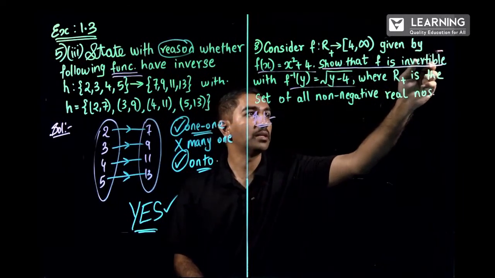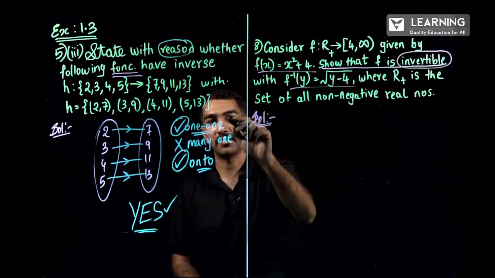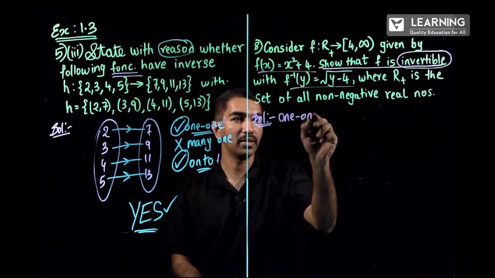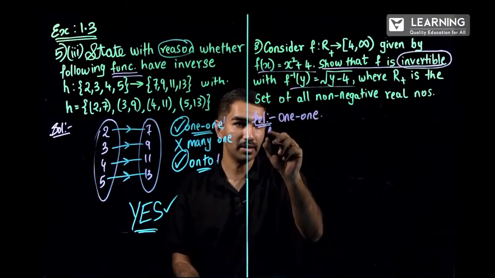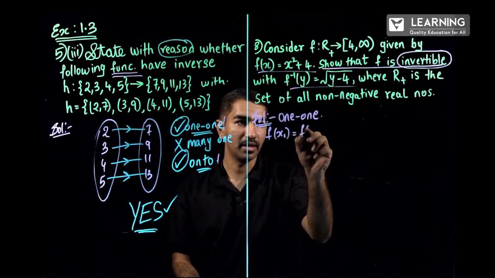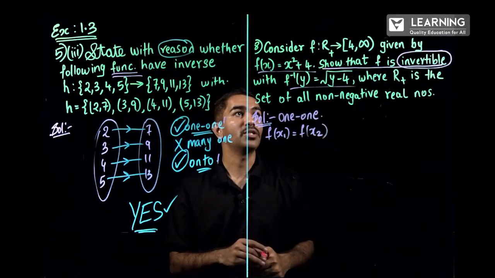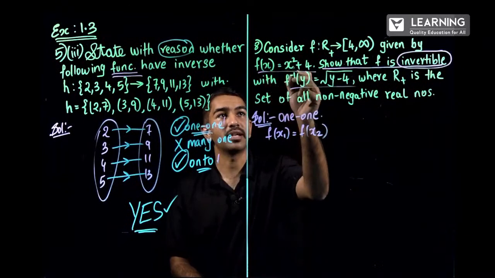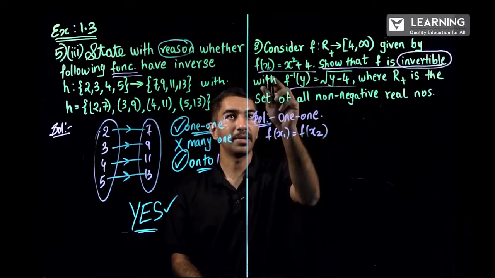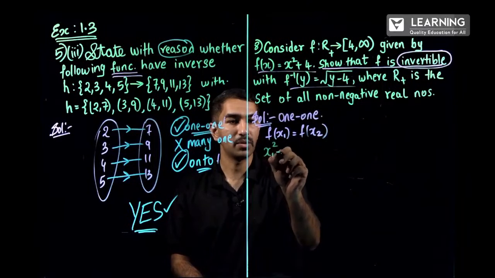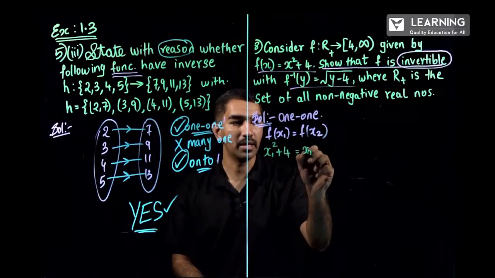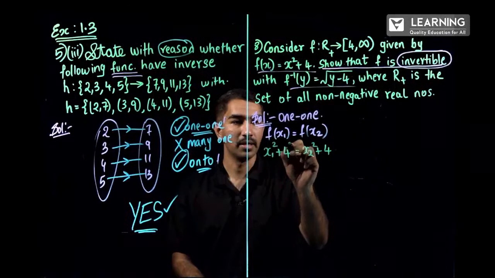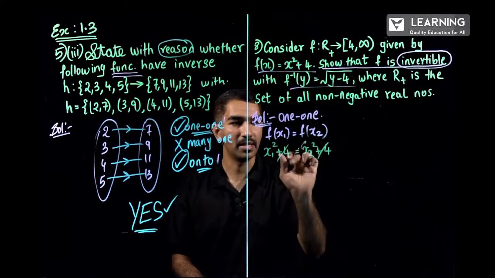For any function to be invertible, it must satisfy 1-1, and it also must satisfy onto. So let us start with 1-1. So how to start with 1-1, students? Okay, as discussed earlier, write f of x1 equals f of x2. So once you write f of x1 is equal to f of x2, what can be written next? In the place of x we have x square plus 4, now we are writing x1 in the place of x. So this can be written as x1 square plus 4 is equal to x2 square plus 4. Plus 4 and plus 4 will get cancelled.